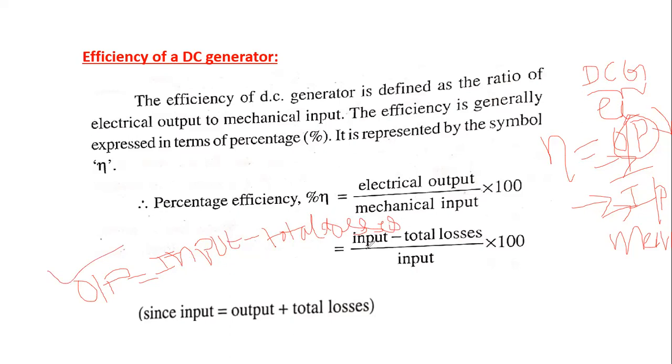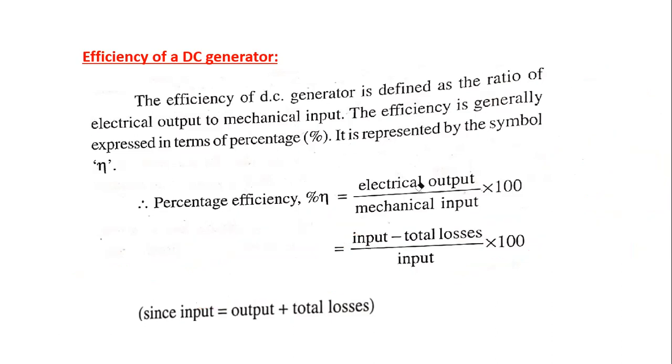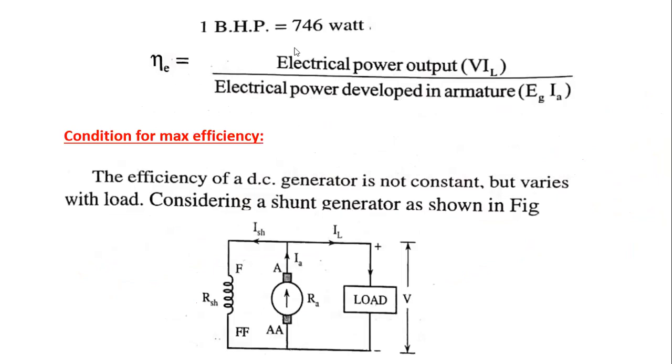Substituting, the electrical output is replaced with input minus total losses, divided by input, into 100. Therefore, the input is equal to output plus total losses. This is the formula for the efficiency of a DC generator. Understand?